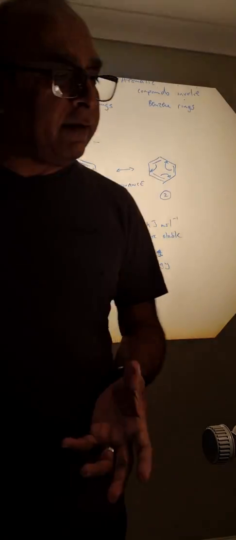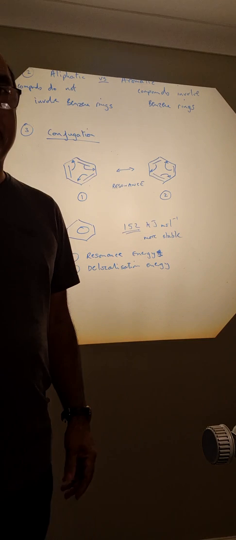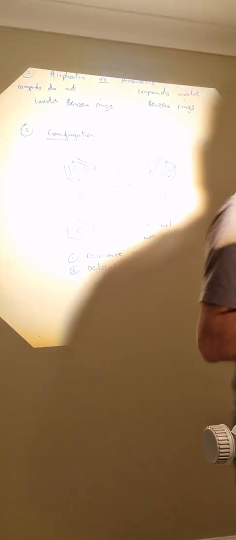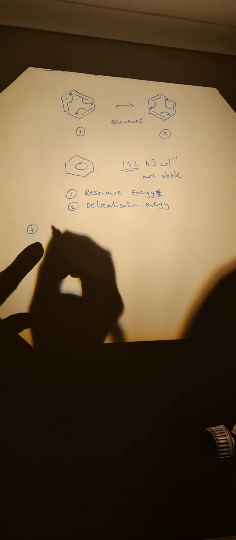So to show the extra stability of benzene, you can use the phrases resonance energy or delocalization energy. What other terminology do I want to deal with? Well, I think I want to deal with nitrating next, to lead us on to reactions where we're making nitro compounds.